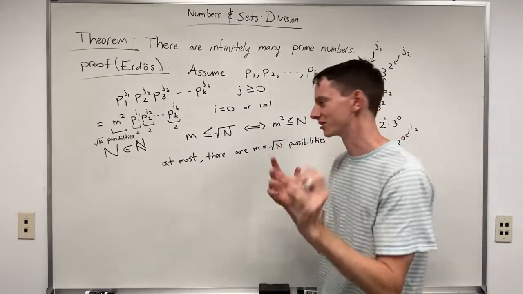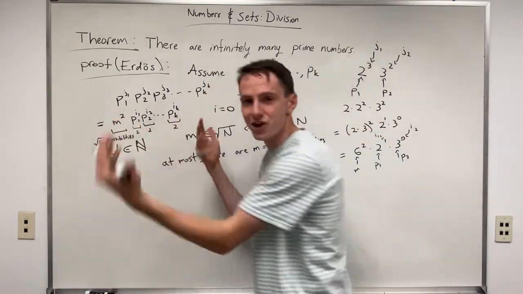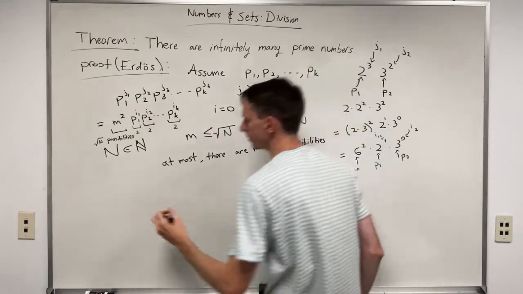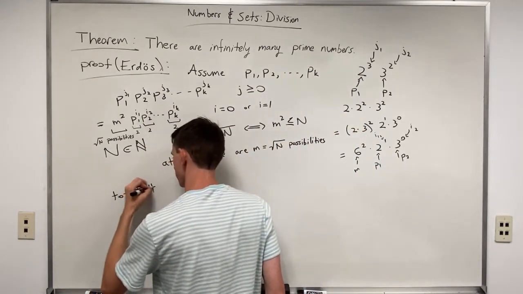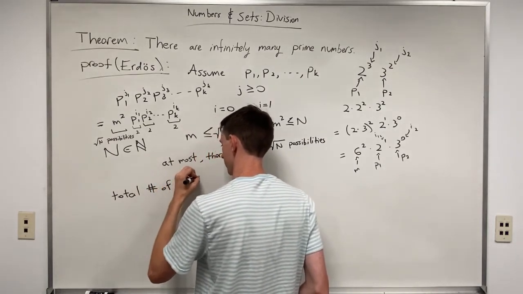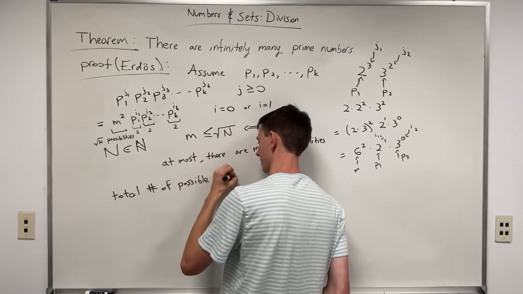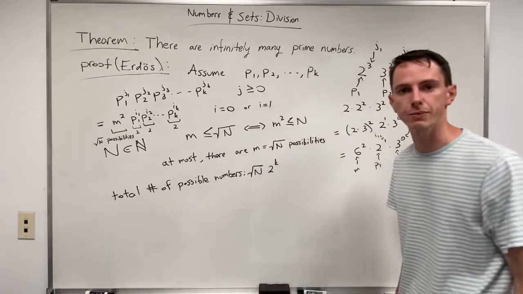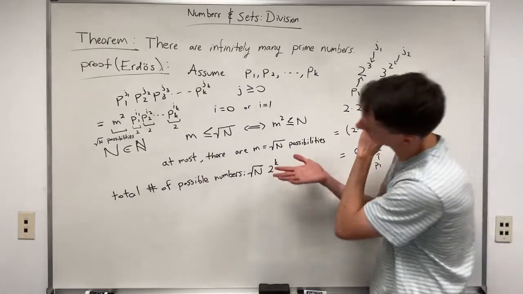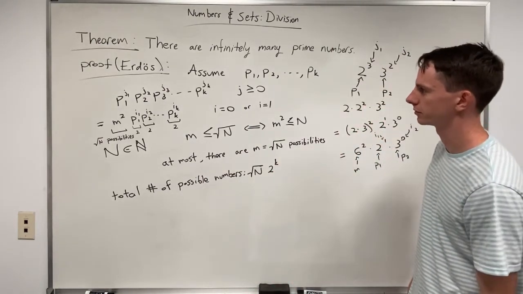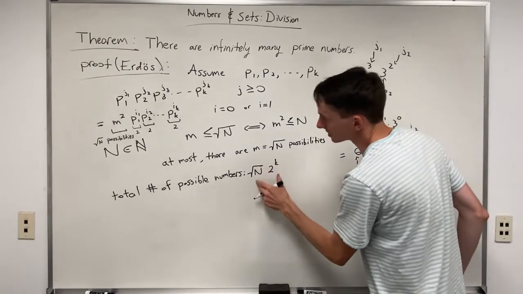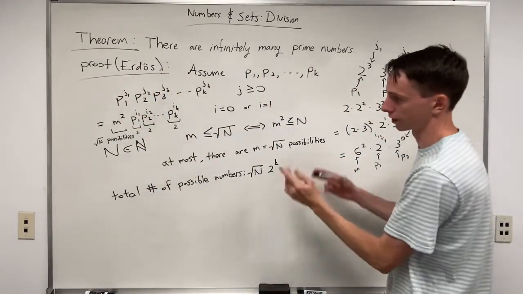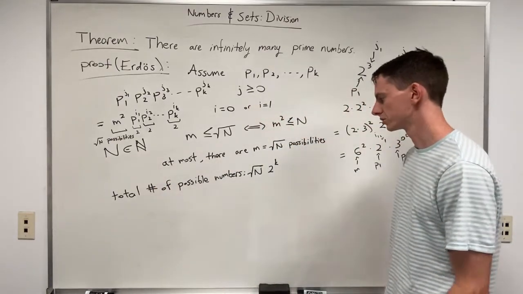So the total amount of possible different numbers of this form is going to be square root n times 2 times 2 times 2 times 2, k different times. So I'm going to write the total number of possible numbers is just going to be square root of n times 2 raised to the kth power. Okay. And getting to that point is really the first big step in this proof, that there are going to be at most this many different numbers that can be written in this form right here, for a given natural number n. So hopefully this makes sense.